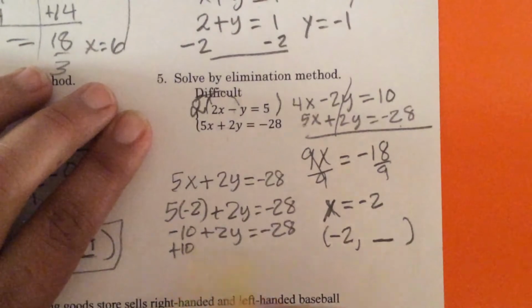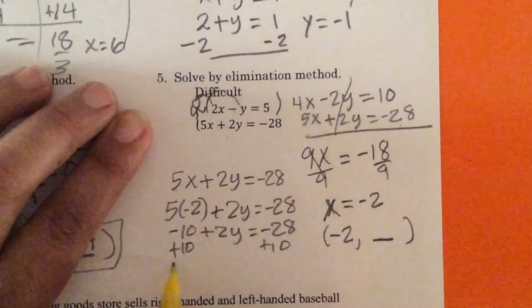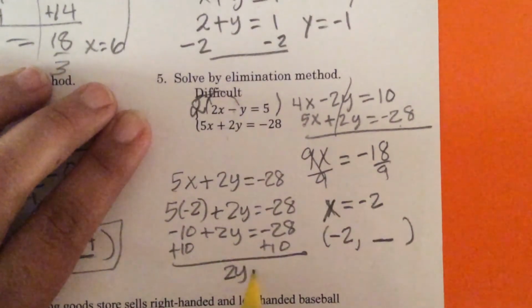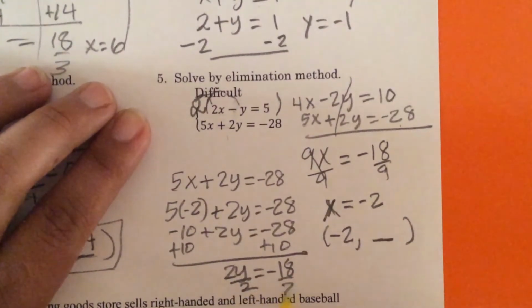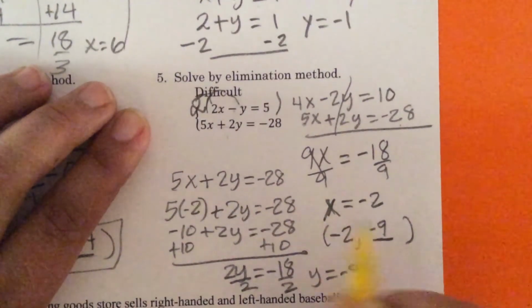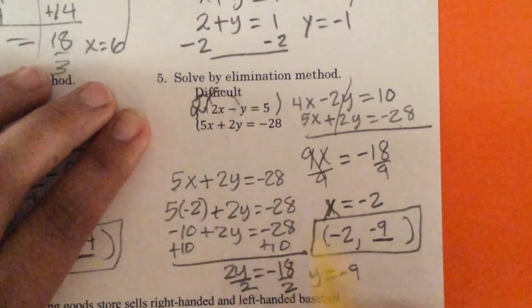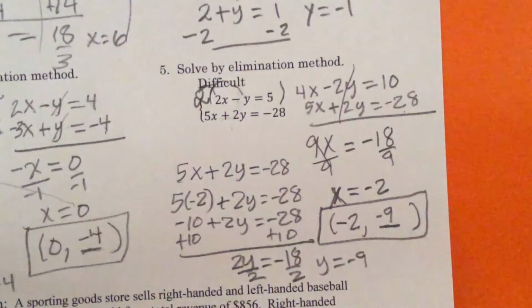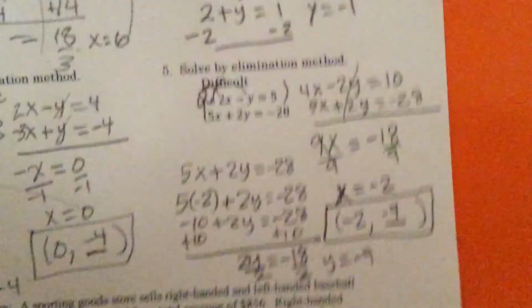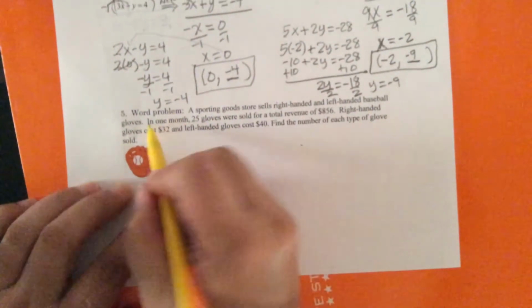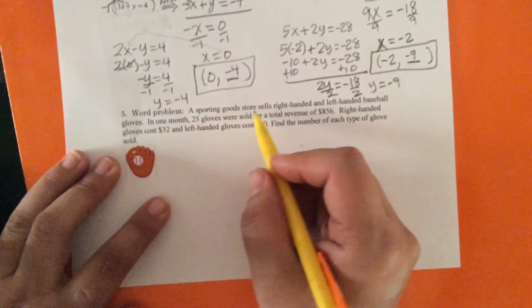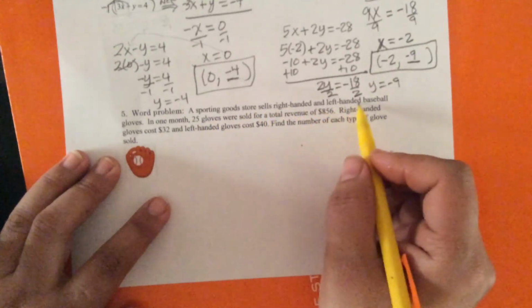Add the 10, add the 10. So we have 2y equals negative 18. Divide by 2, y is equal to negative 9. So negative 9 is your other answer right here. Then we can use systems of equations to solve word problems. Okay, we have a word problem here. A sporting goods store sells right-handed and left-handed gloves.